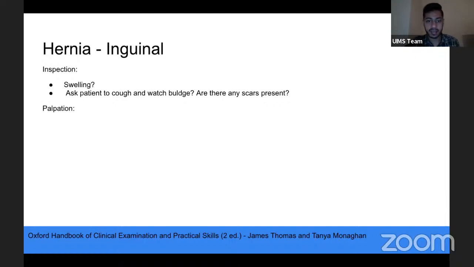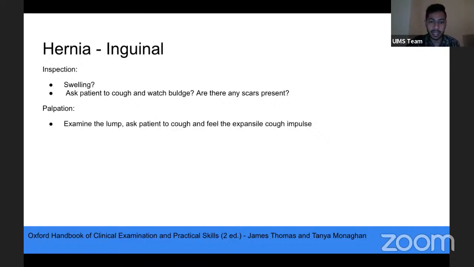Once you've inspected this, then we can actually palpate. As I mentioned, ask the patient if there is any pain, and let's examine the lump itself by asking the patient to cough and then feel the expansile cough impulse due to the increased intra-abdominal pressure. Next, we can try to reduce the hernia. If it's reducible, then we know that it is not incarcerated or strangulated, which is usually a good sign for a hernia.